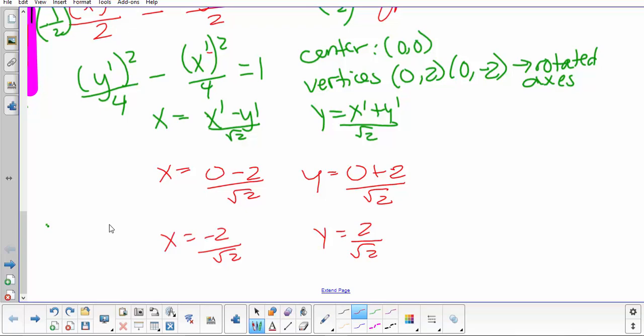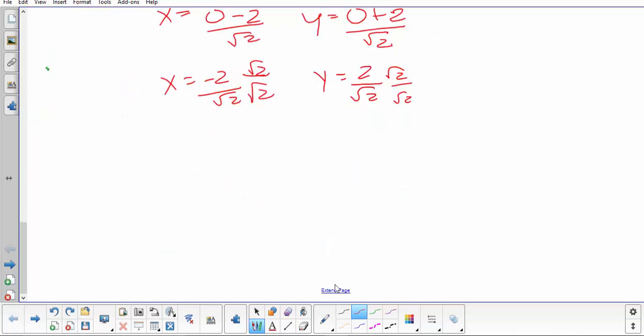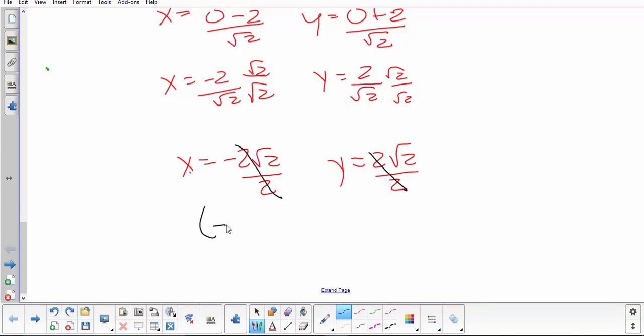I can rationalize these. So when I do, I multiply by root 2, numerator and denominator. So I'll get x equals 2 root 2 over 2, y equals negative 2 root 2 over 2. So we can simplify the 2's. So we get the first ordered pair of root 2, negative root 2. Okay? You're like, gee, thanks, Ms. Brown. That's not much more accurate than our last problem.